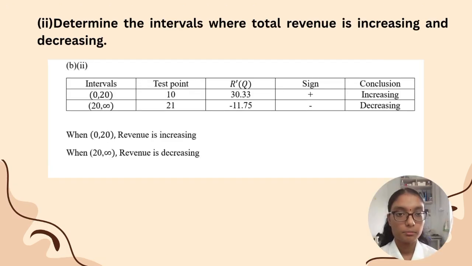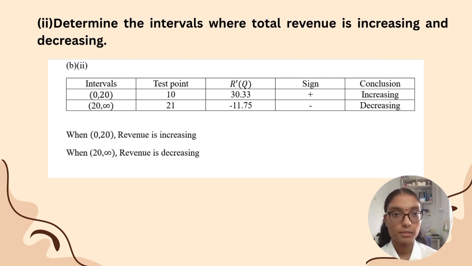Next, part B2. Determine the intervals where total revenue is increasing and decreasing. We use the test point method to determine where the total revenue is increasing and decreasing. From part B1, the derivative of the revenue function is R prime of Q equal to 100 e power of negative 0.05Q in bracket 1 minus 0.05Q. We get the critical point, which is Q equal to 20.